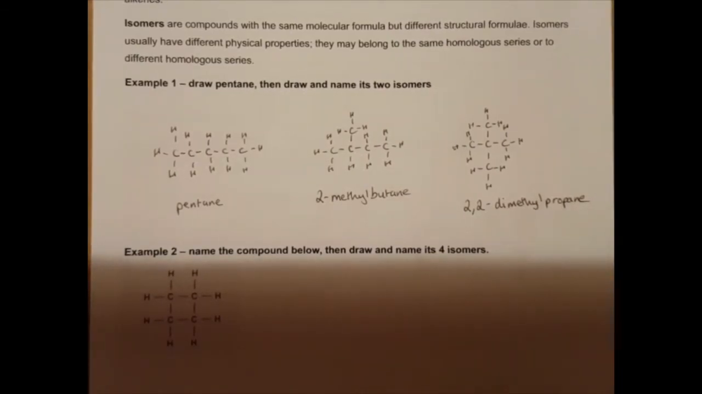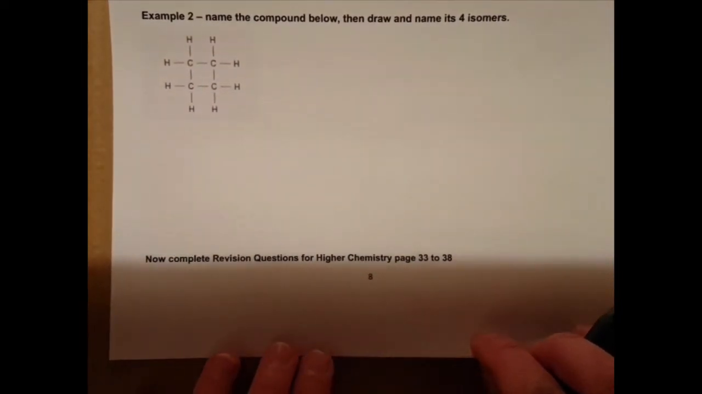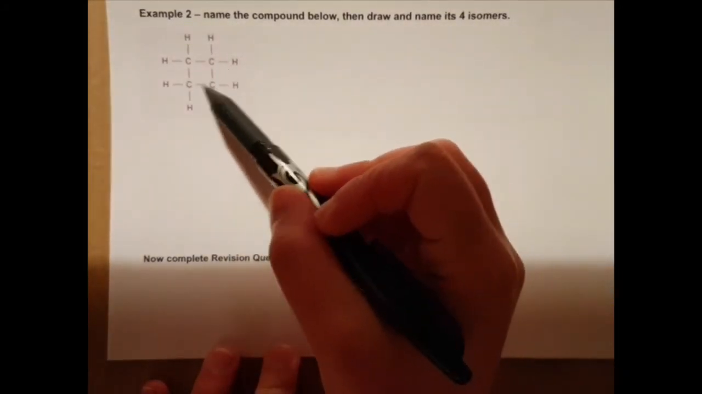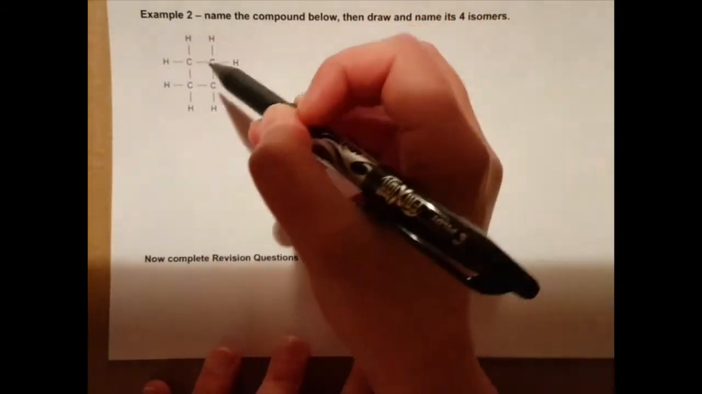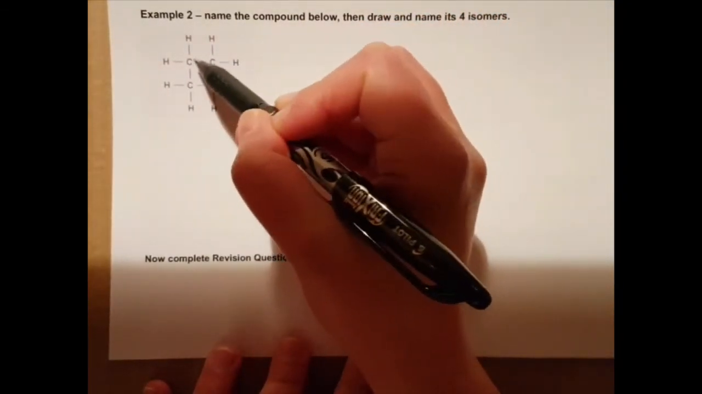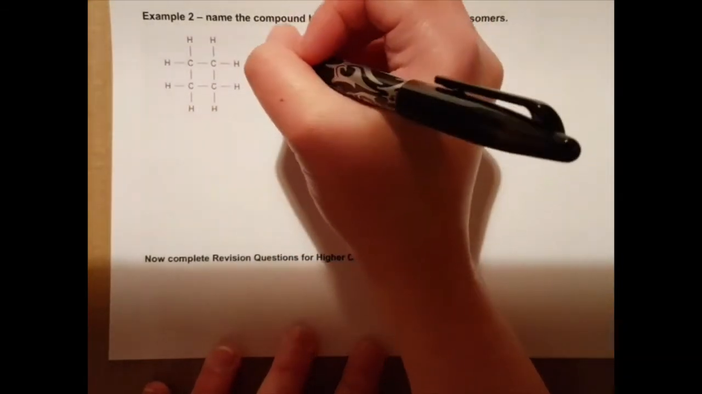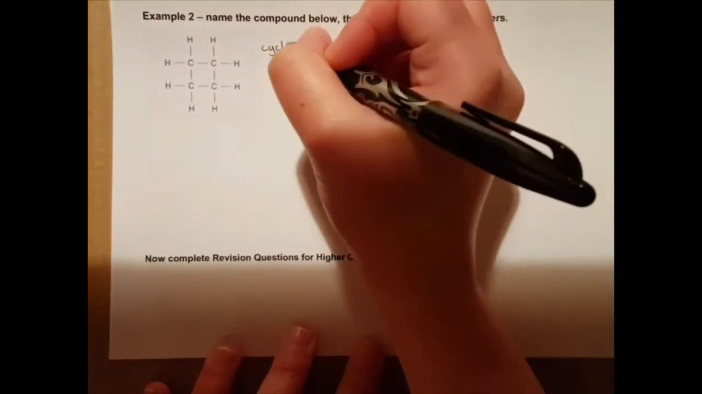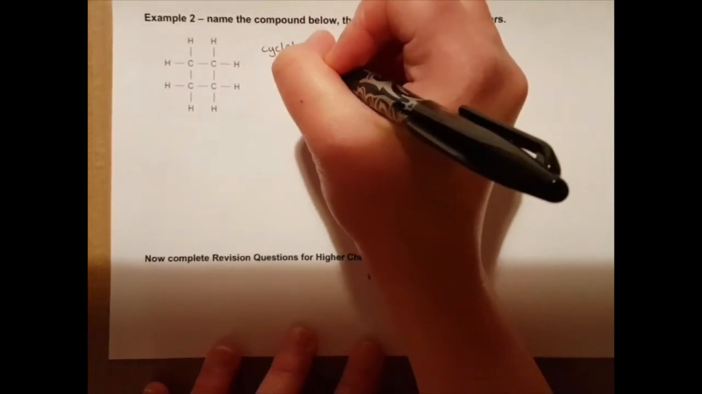Okay, next example then. Draw the compound below and then draw and name its 4 isomers. So this compound here, we haven't actually looked at this, but this is a revision from National 5 as well. We've got 4 carbon atoms that go round in a circle. This compound here is therefore called cyclo. It's a cycloalkane, and there are 4 carbons, so it's going to be called cyclobutane.